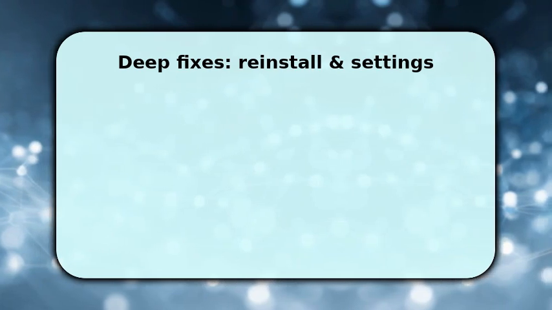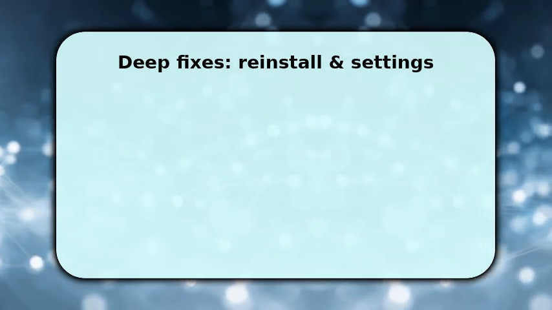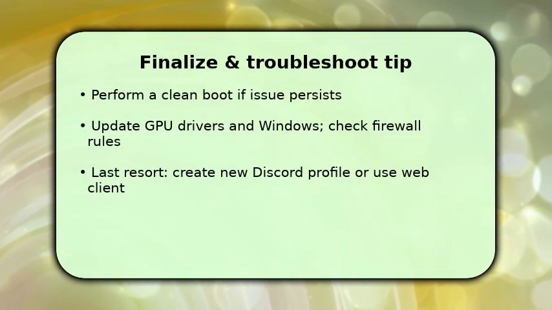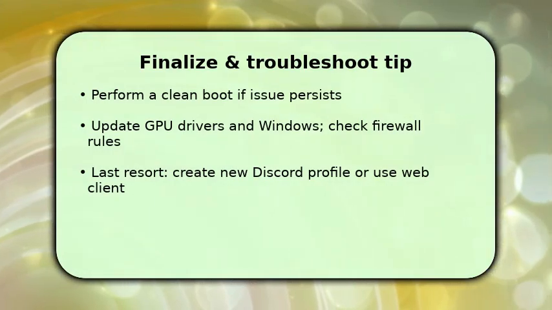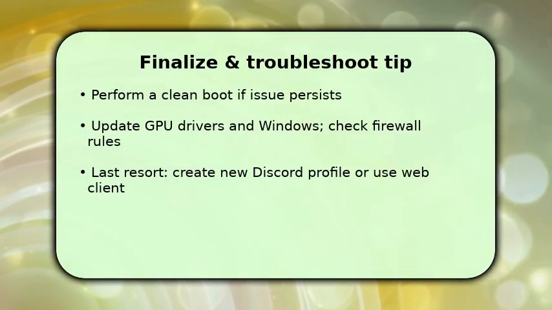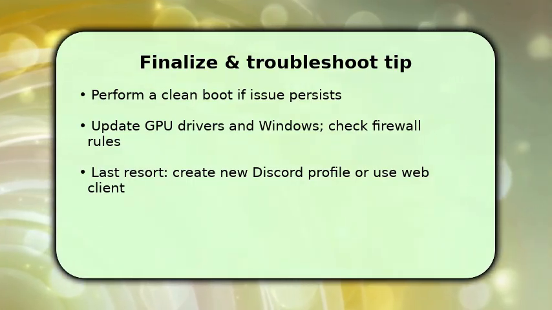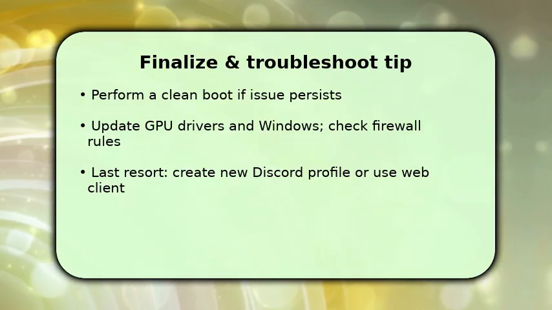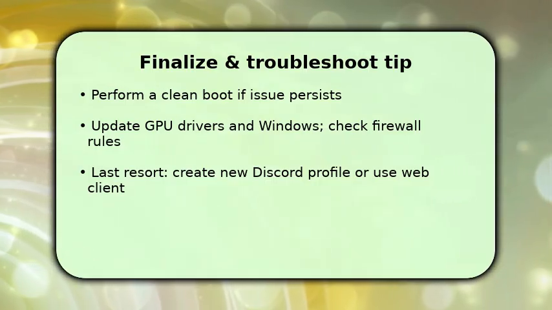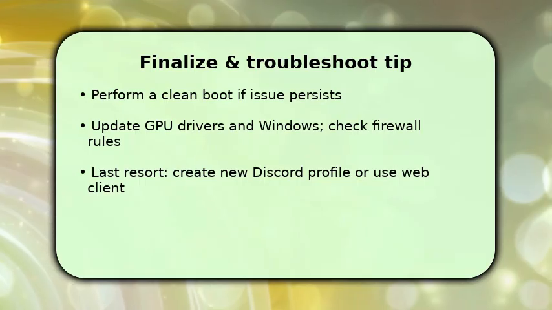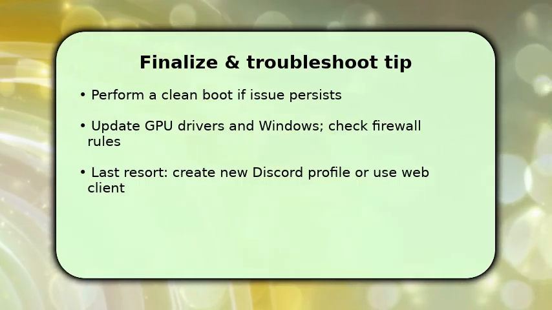You're finishing by ensuring the system isn't interfering. Perform a clean boot to disable third-party services, then update GPU drivers and Windows to eliminate driver conflicts. Check firewall and antivirus rules to allow Discord full network access. Allow both TCP and UDP ports commonly used. If problems persist, reinstall again after clean boot or use the web client as a temporary workaround.